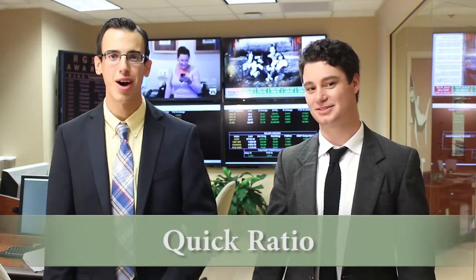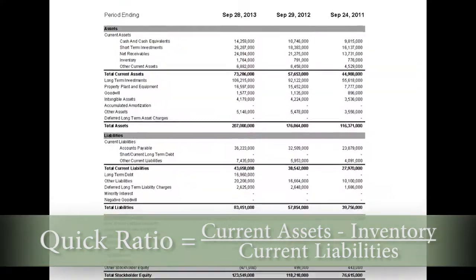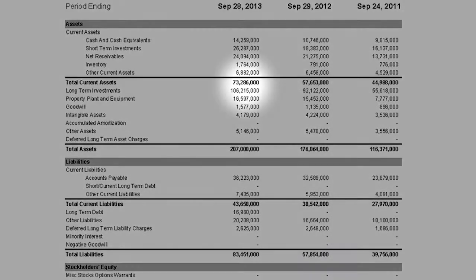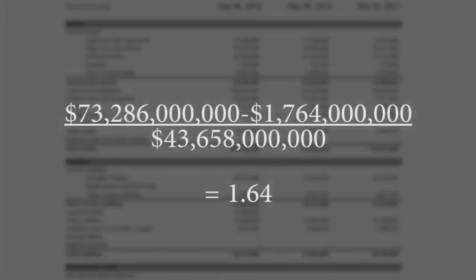The next ratio we're going to talk about is the quick ratio. The quick ratio is the current assets minus inventory divided by current liabilities. So again, this is our current assets of 73 billion and change minus our inventory of 1.764 billion divided by our current liabilities of close to 44 billion. We end up with a quick ratio of 1.64. Now this is important because it takes out inventory, which tends not to be a liquid asset. This means it is a more ideal indicator of a company's ability to pay its short-term obligations.